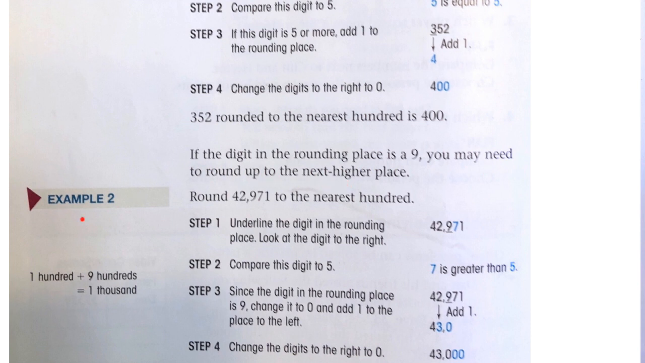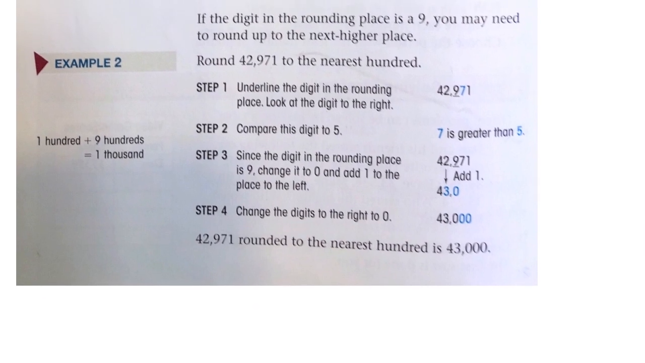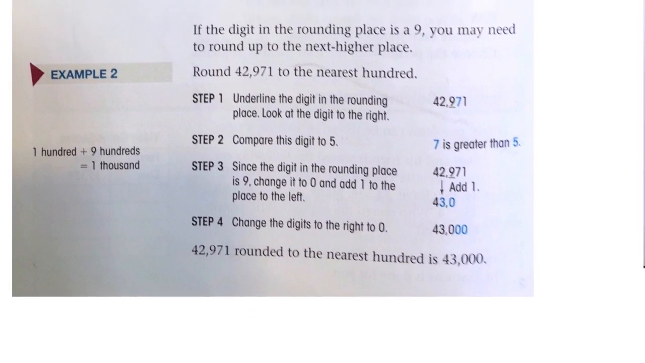So let's take a look at example 2. Round 42,971 to the nearest 100. Step 1. Underline the digit in the rounding place and look to the right of that digit. So we're rounding to the 100. The 9 is in the hundreds place. The 7 is one space to the right of that, so it's blue.